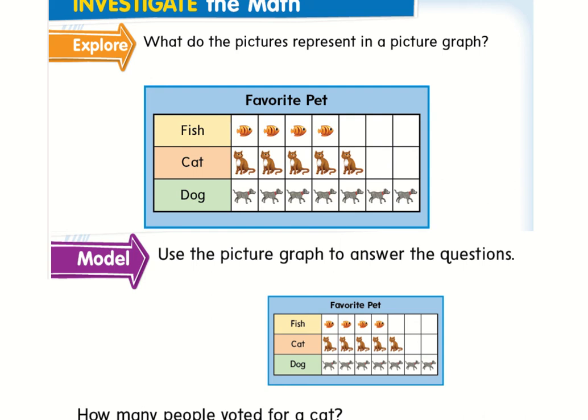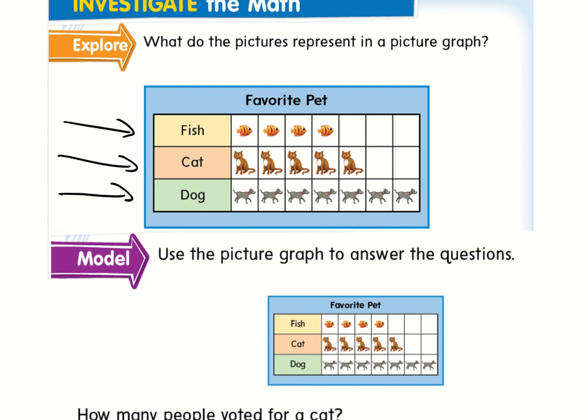Now, a lot of times, boys and girls, we're going to be using these graphs to answer questions. So it says, what do the pictures represent in each graph? Like I said before, Mr. Cook could have tried to draw an apple, watermelon, or a strawberry, but realistically, for you guys, you're only going to be coloring in the boxes or drawing circles, because drawing these pictures would take way too long. But the pictures down here are for fish, cat, and dog, for the favorite pets. So we're going to use this picture graph to answer the question we have on the bottom.